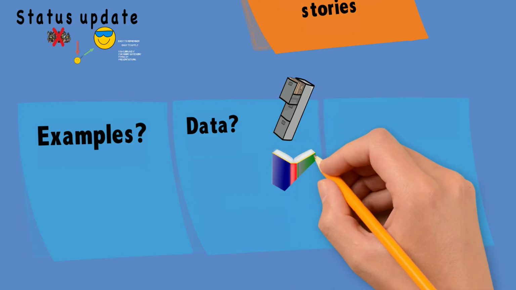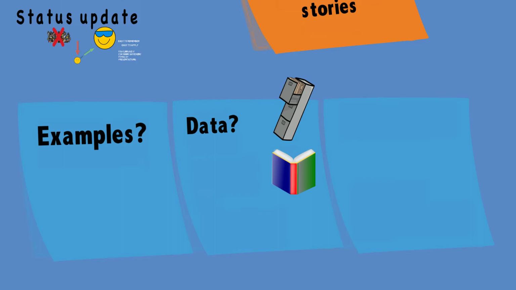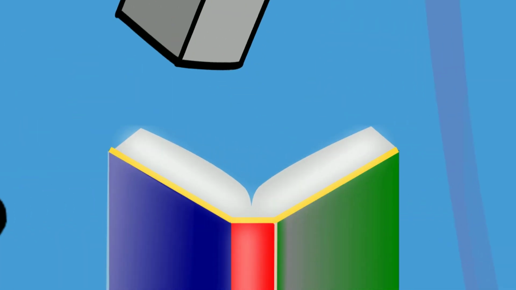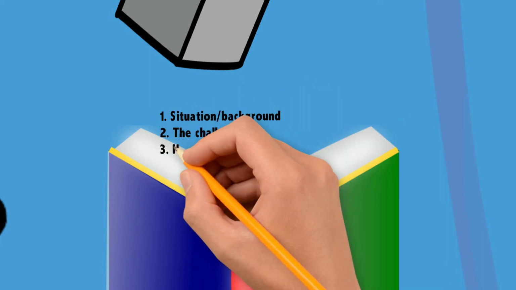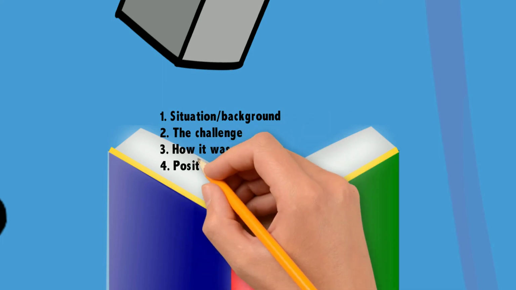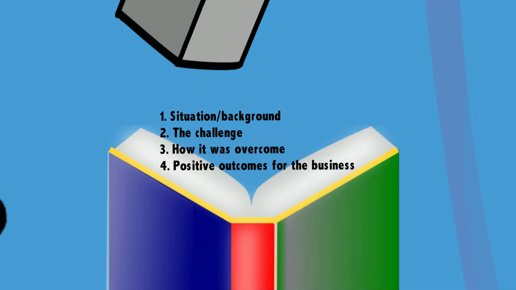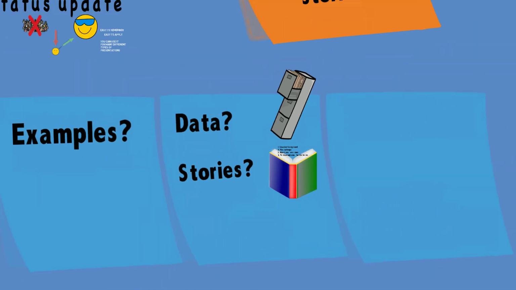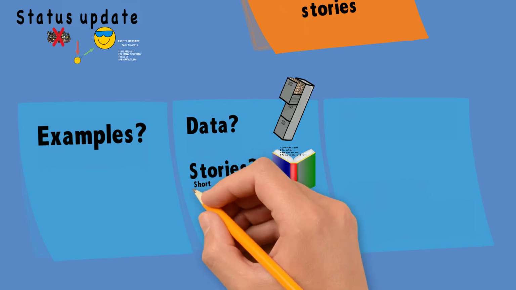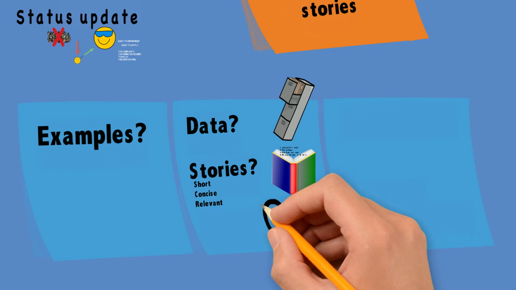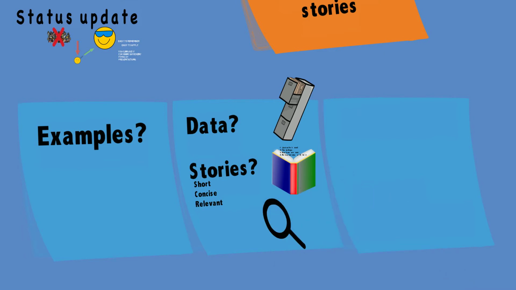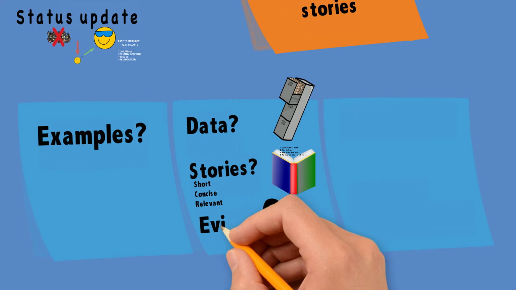Some like to hear stories related to the point you're trying to make, so it's a good idea to include these too. Stories should always include the situation and the background first, then the challenge, then how the challenge was successfully overcome, and finally, the positive outcomes for the business. Remember, always respect other people's time, so keep stories short, concise, and relevant. Some people are more results focused, and they require hard evidence, so it's always a good idea to include this.